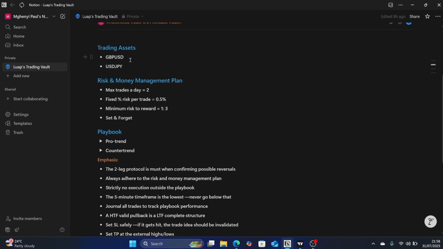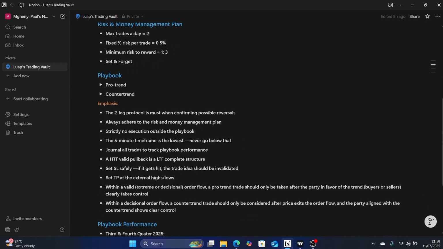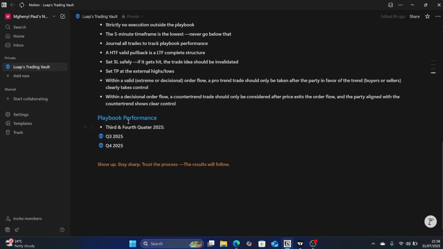And if you are someone who is taking trades on the 1 hour, the 4 hour, maybe you can have more than 10. Yeah, it depends actually. Then after that, of course, the playbook performance.